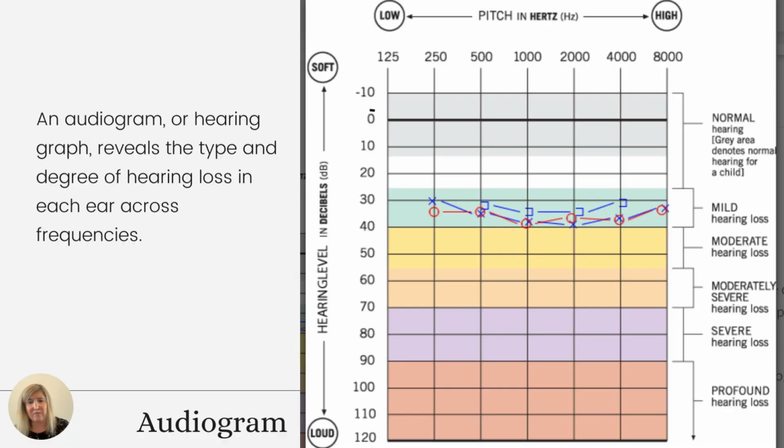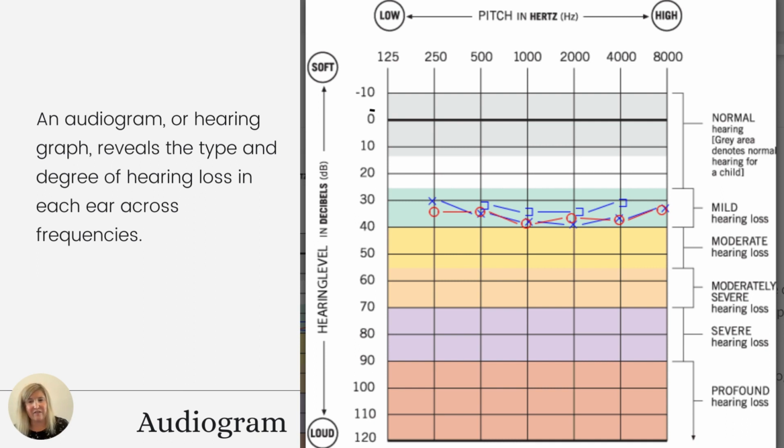The audiogram, or graph of hearing thresholds, which are the softest sounds that you can hear across frequencies, is arguably one of the most important parts of the hearing assessment. When plotted, it details your hearing thresholds, the degree or severity of hearing loss, and type of hearing loss in each ear.